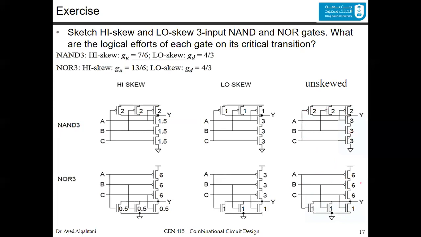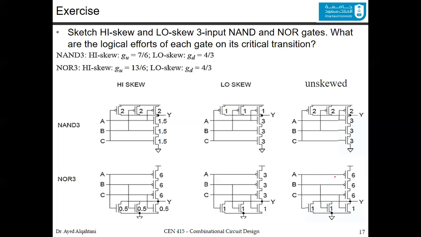For this one, in the pull down you have only a single transistor to the ground, so you have the same sizing as the inverter, which is 1. So you have 1, 1, 1, 1. In the pull up network you have 3, so it's 6, 6, and 6. If you have a single one, you will have 2. If you have 2, you will have 4 and 4. If you have 3, you will have 6, 6, 6. If you have 4 transistors, you'll have 8, 8, 8, and 8. But for this one, it's 6, 6, 6.